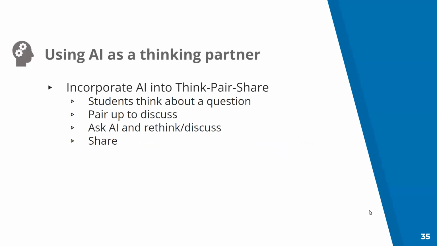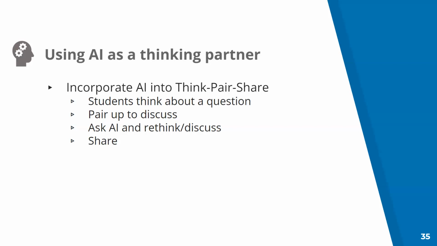And finally, kind of our last subcategory for AI as a collaborator is using AI as a thinking partner. So this example is actually going to happen in your class itself. So incorporating that AI into a think, pair, share. So think, pair, share is when you have students think individually about a question, pair up to discuss, and then have a larger share out with your class.